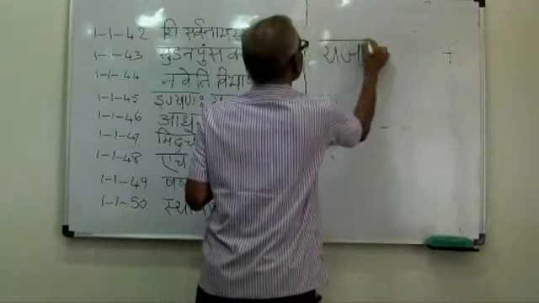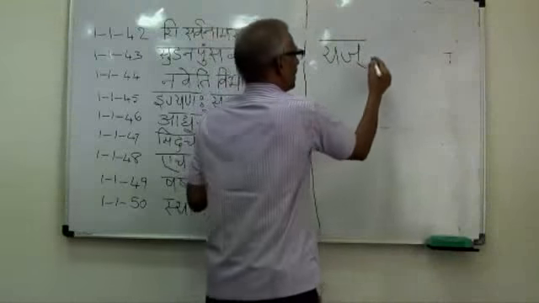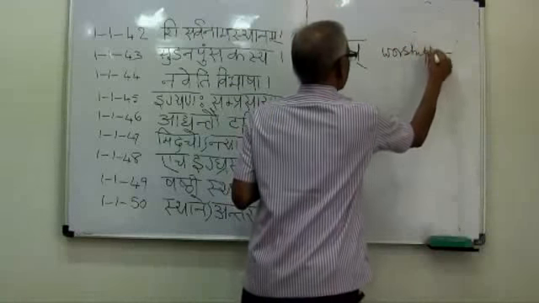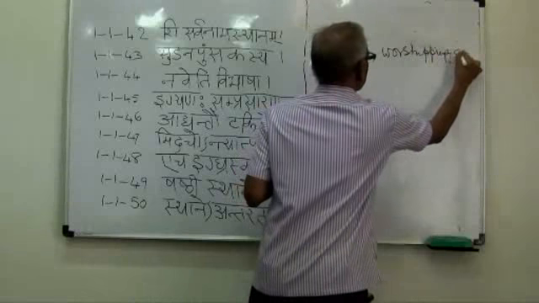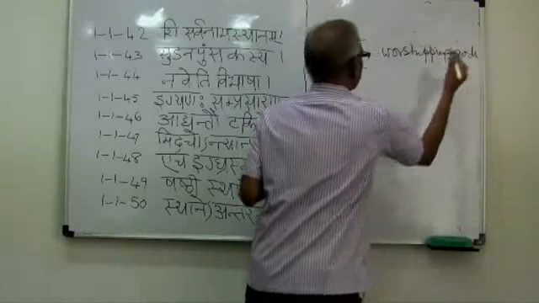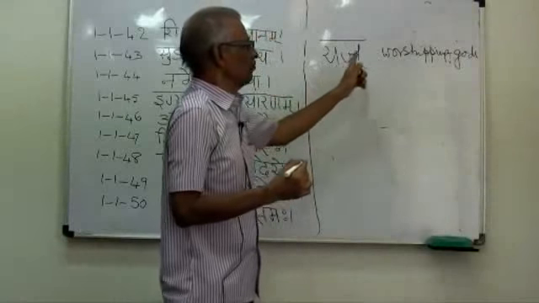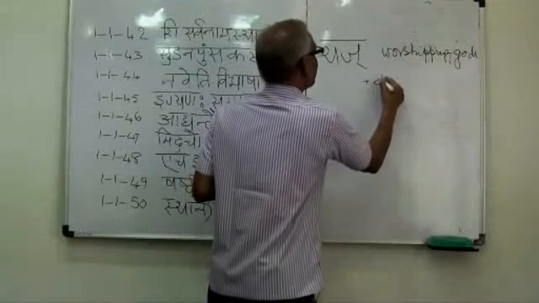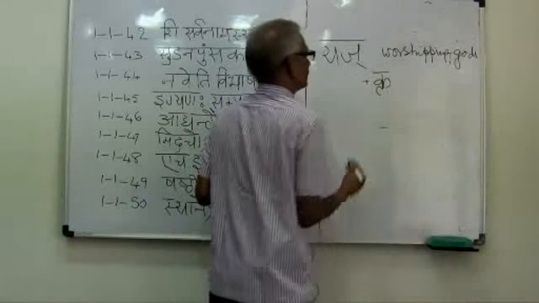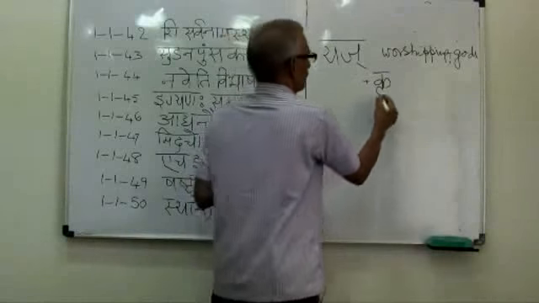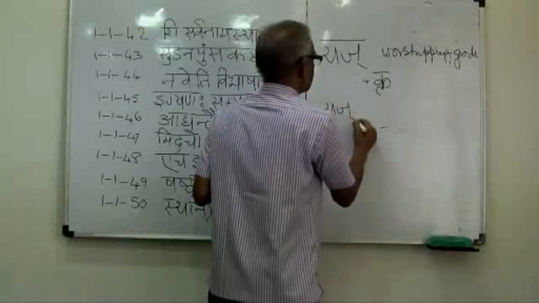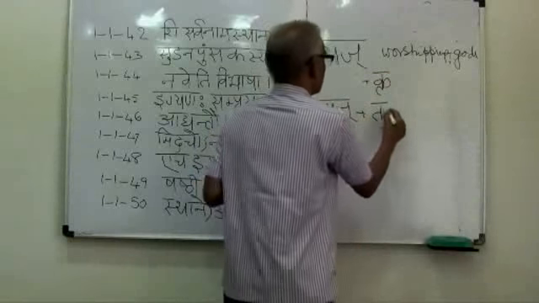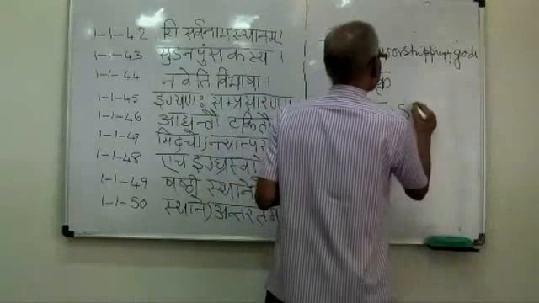Yaj is a dhatu. Yaj, Deva Pujayam, worshipping gods. This is the meaning of this dhatu. Yaj, worshipping of gods. When you add a pratyaya, kta, that is yaj plus kta, meaning only ta, the kakara is dropped. This becomes ishta.